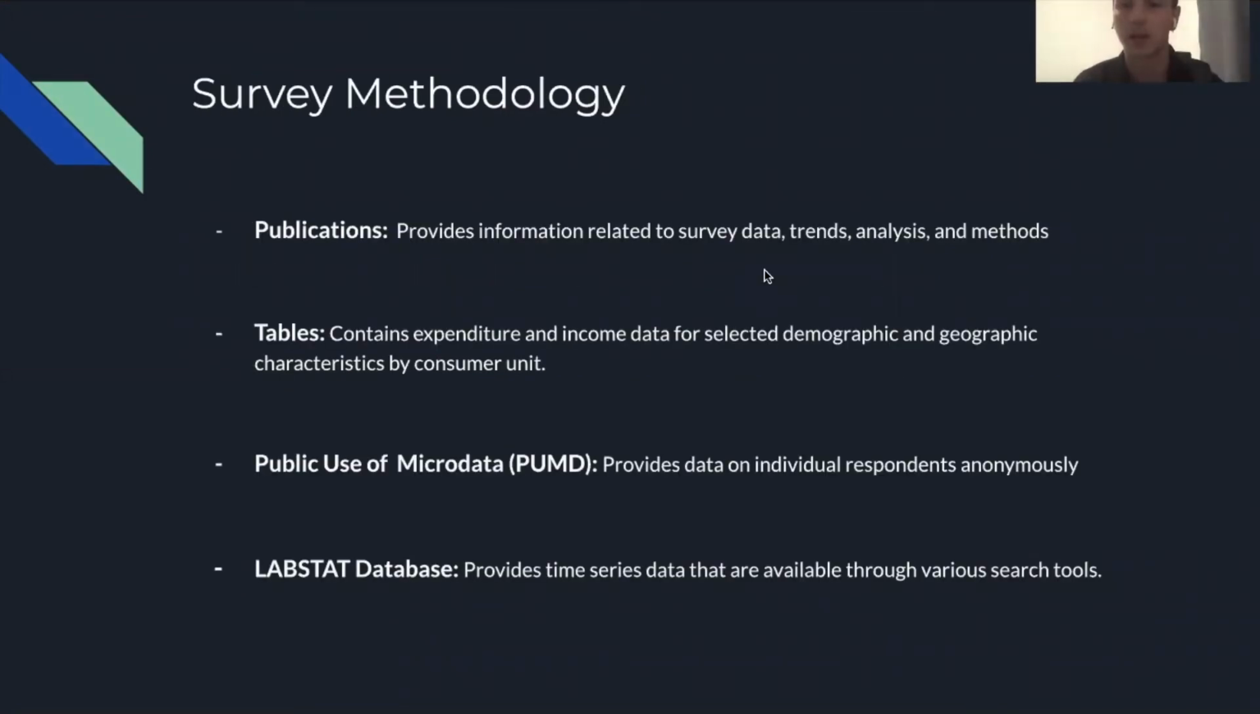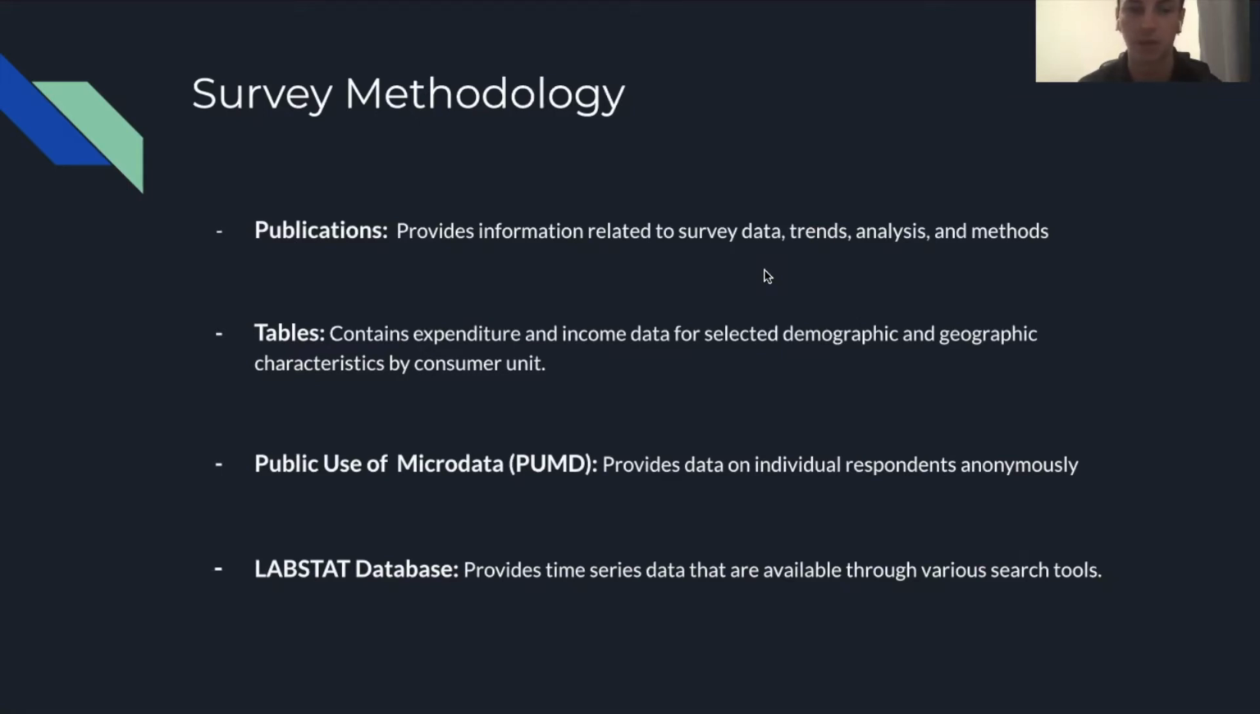Okay, so now let's move on to the main features of the Consumer Expenditure Survey. There are 4 main ways that the CE publishes data. The first is publications, which provide information related to survey data, trends, analysis, and methods. Then we have tables, which contain expenditure and income data for selected demographic and geographic characteristics by consumer unit.